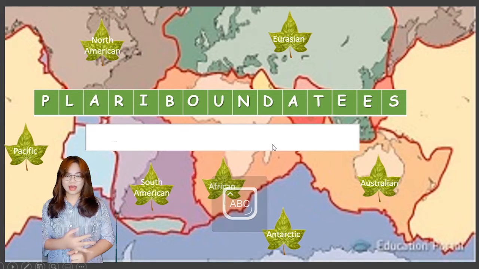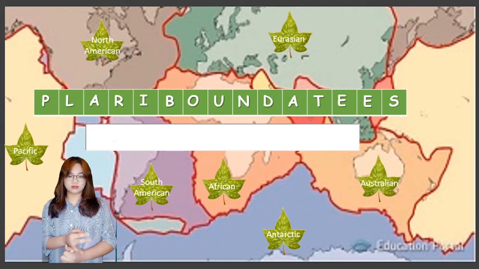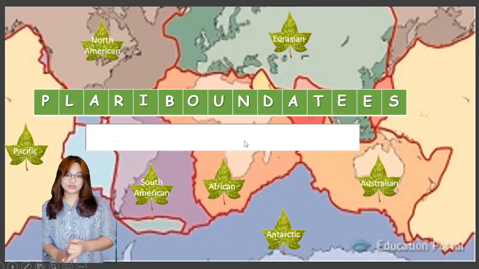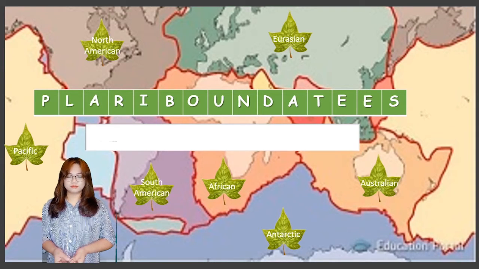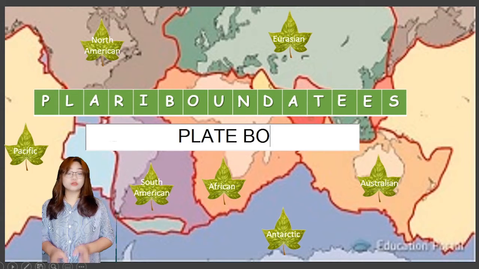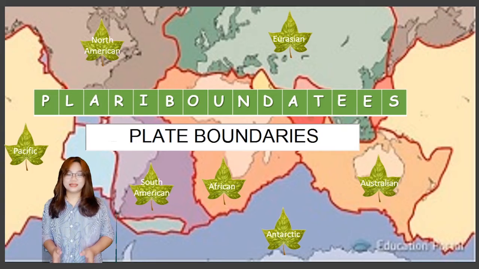Let's see. You have the Pacific plate, you have the North American plate, the South American plate, African, Eurasian, Antarctic, and Australian plate. So now, what do you think is the missing word? You're truly amazing. That is plate boundaries.